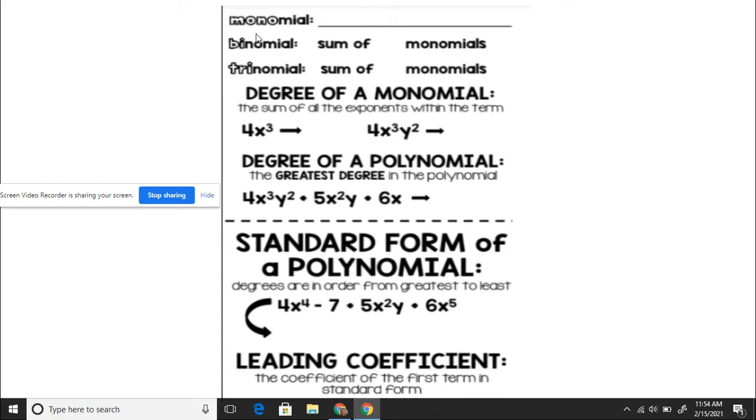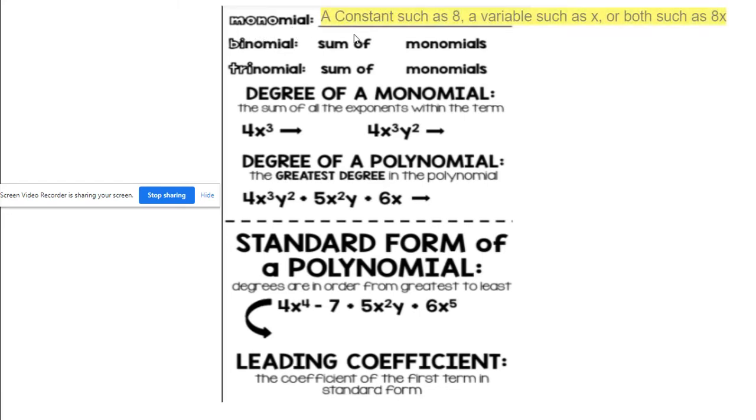You could also have a monomial, and a monomial could be a constant, such as the number 8, a variable, such as the letter x, or a combination of both, such as 8x. Mono means one term, and again, that could be a constant, a single variable, or a combination of a constant and a variable. But again, just one term.